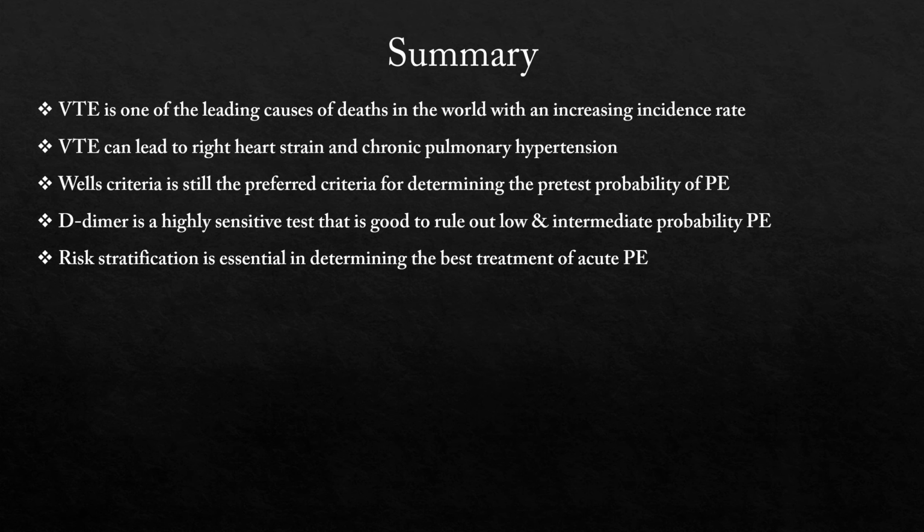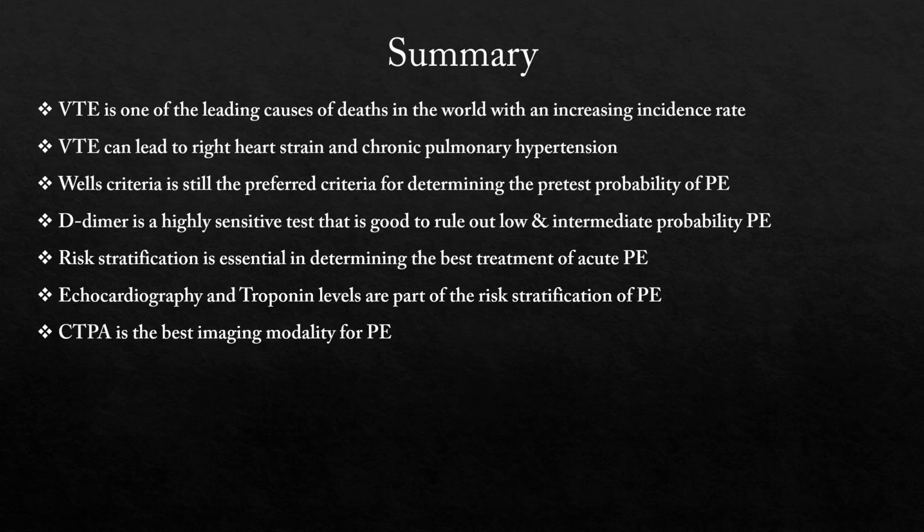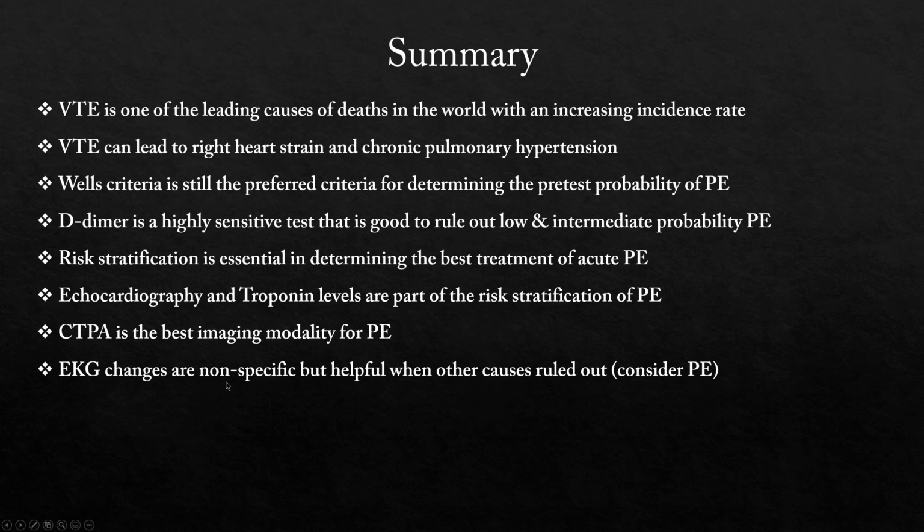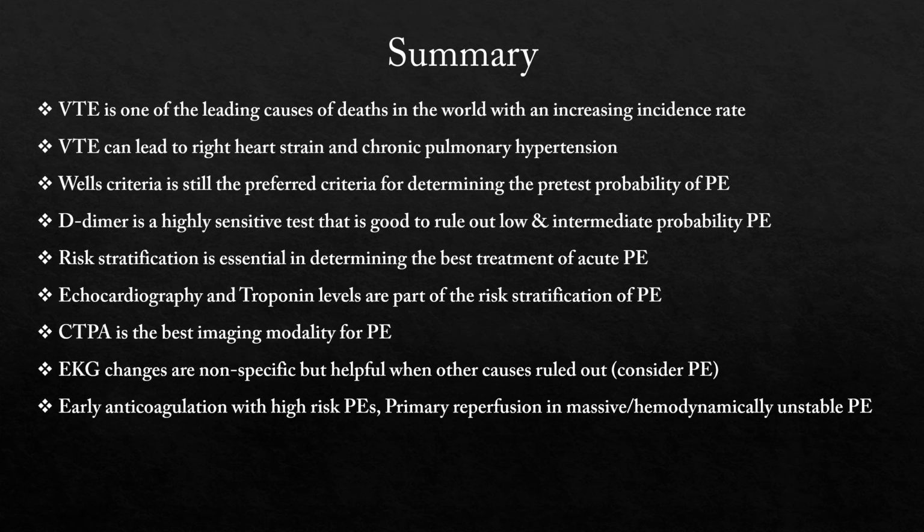Risk stratification is essential in determining the best treatment of acute PE. Echocardiography and troponin levels are part of the risk stratification, all right, in determining the risk of this patient. CTPA is the best imaging modality for PEs. EKGs are non-specific, as we said, but they can be helpful when other causes are ruled out and we consider PE. Early anticoagulation with high risk PEs, okay? Or, as we said, if you can do CTPA, primary reperfusion in massive and hemodynamically unstable pulmonary embolisms, usually with systemic thrombolysis, TPA.